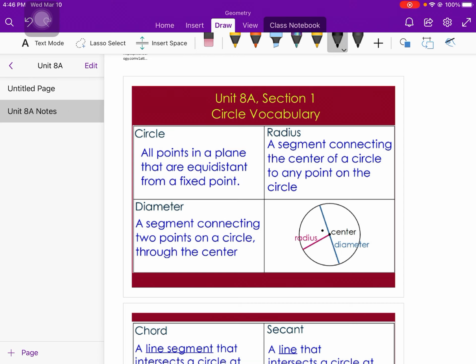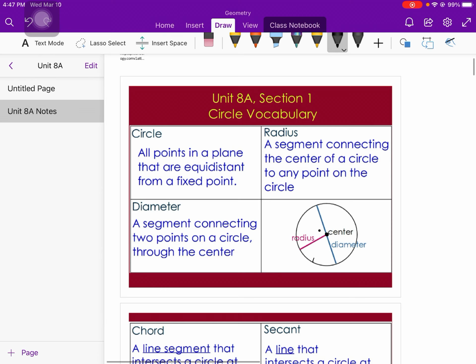The next word is radius. You've definitely heard this one before, and that's a segment connecting the center of a circle to any point on the circle. We can have multiple radii, that's the plural name for radius, and every single time they're going to be the same distance because they're extending from the center halfway across the circle. Then you have the diameter, which is a segment connecting 2 points on a circle, but it has to go through the center.